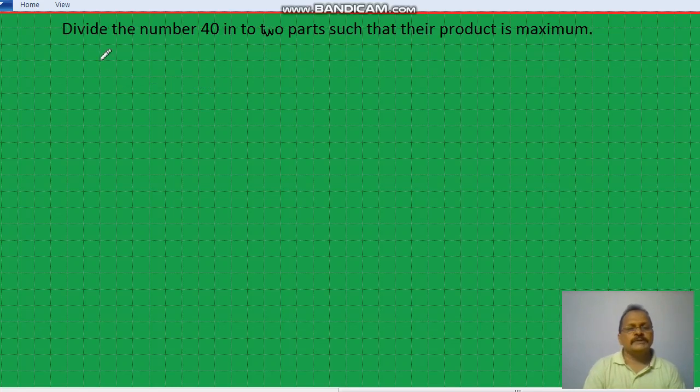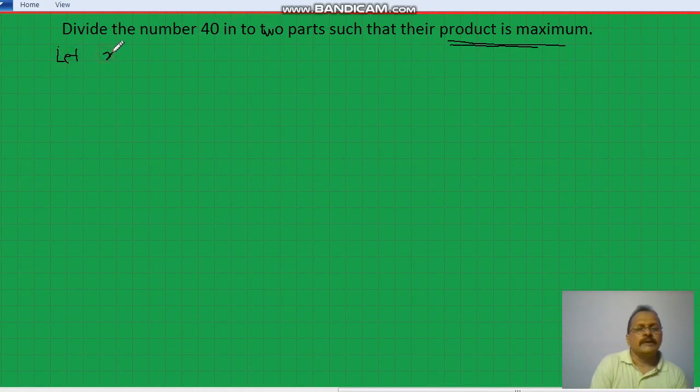Next problem is divide the number 40 into two parts such that their product is maximum. Here maximum thing required is the product. Therefore write a function for product in one variable and take it to second derivative test. This is the basic thing we are going to do. We want two parts of 40.